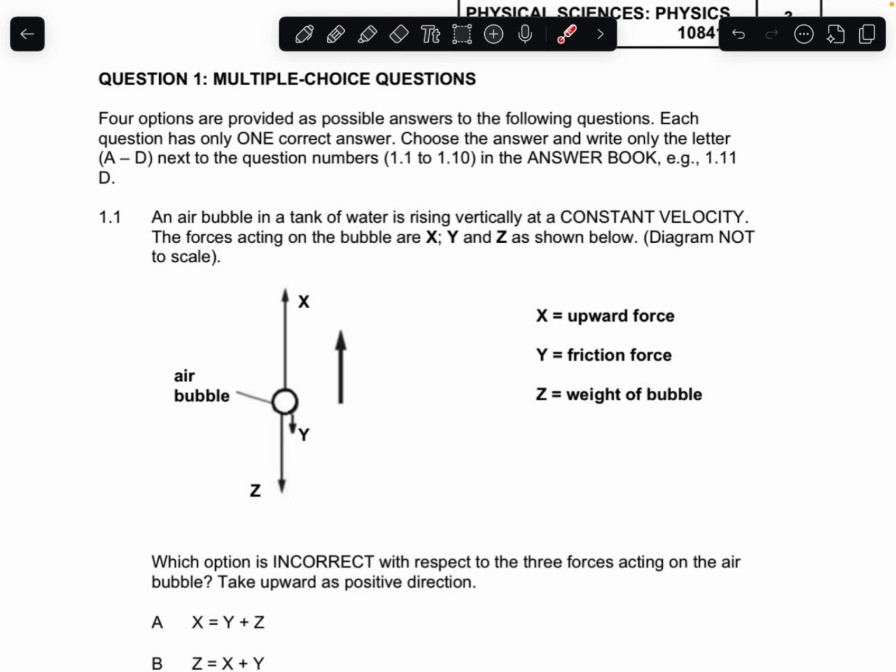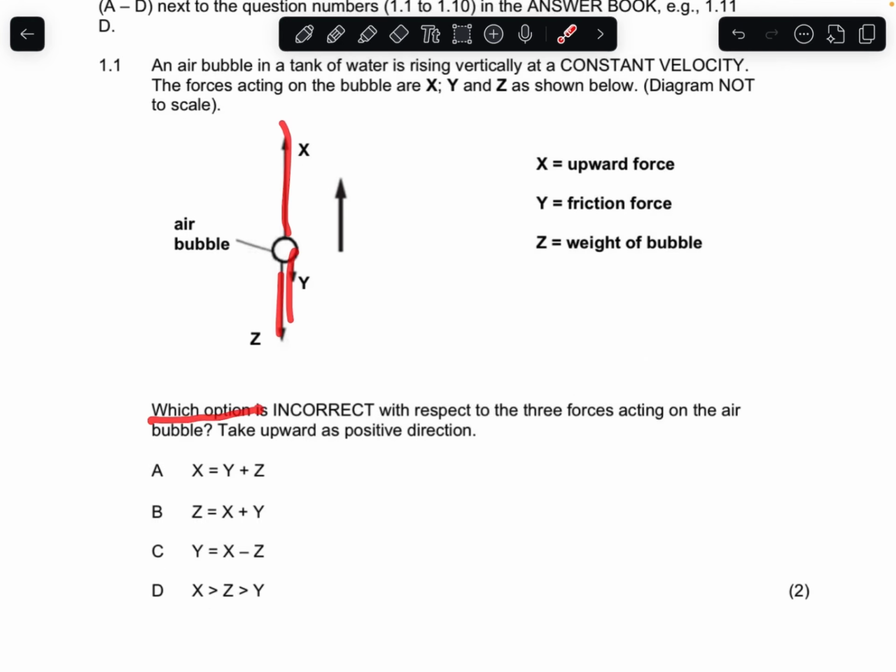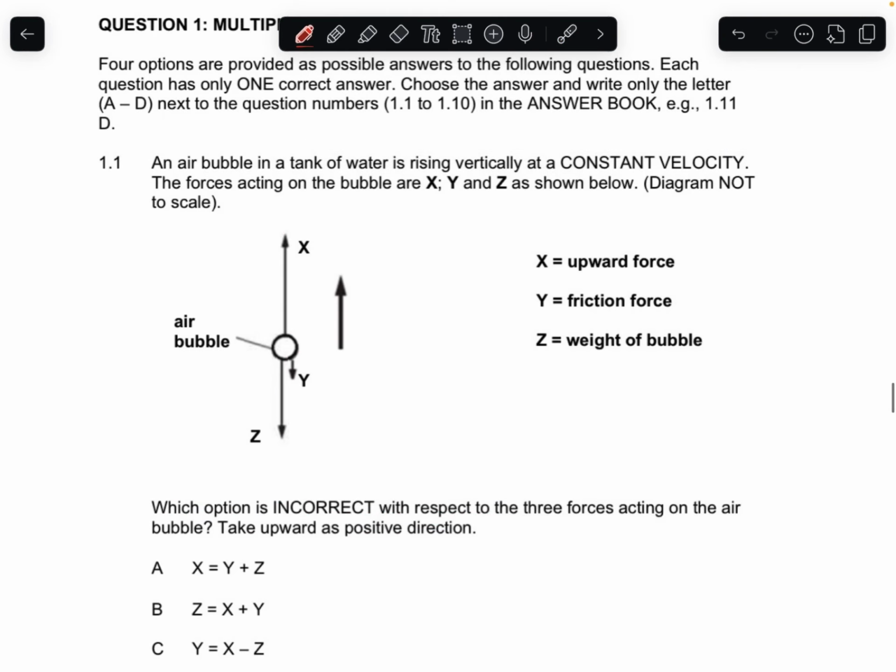1.1, it says an air bubble in a tank of water is rising vertically at constant velocity. The forces acting on the bubble are X, Y, and Z as shown below. Diagram not drawn to scale. Here are the forces, the vertical forces. We have an upward force and two downward forces. Now it says here, which option is incorrect with respect to the three forces acting on an air bubble? Take upward as positive.